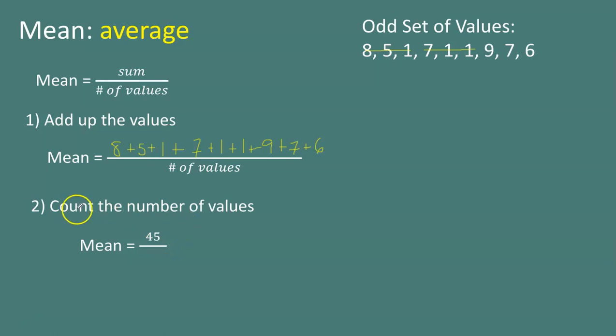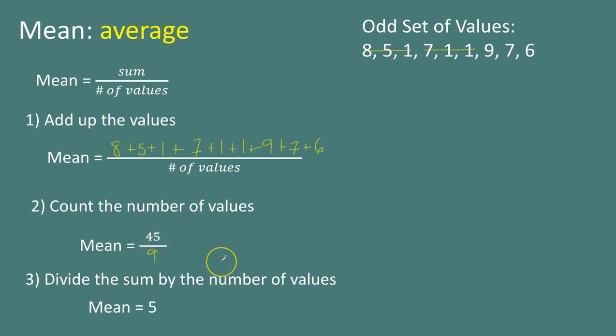Next, step 2, I need to count the number of values. So I'll start counting here. 1, 2, 3, 4, 5, 6, 7, 8, 9. So there were 9 values. That's why this said odd set of values, because there were 9 data values in this set, and 9 is an odd number. Step 3, you take that sum and you divide it by the 9, the number of values, and we get a mean of 5.